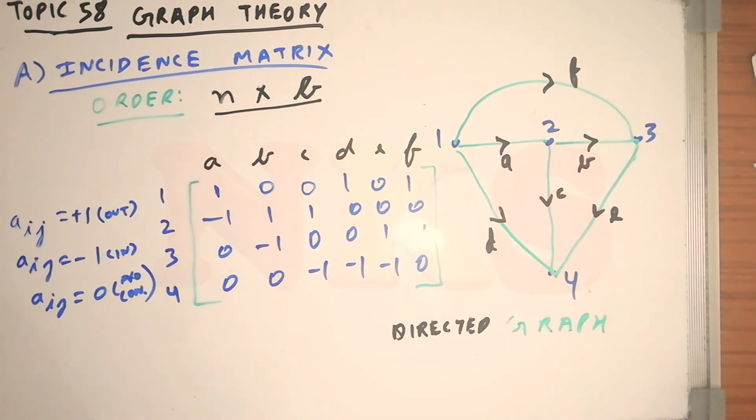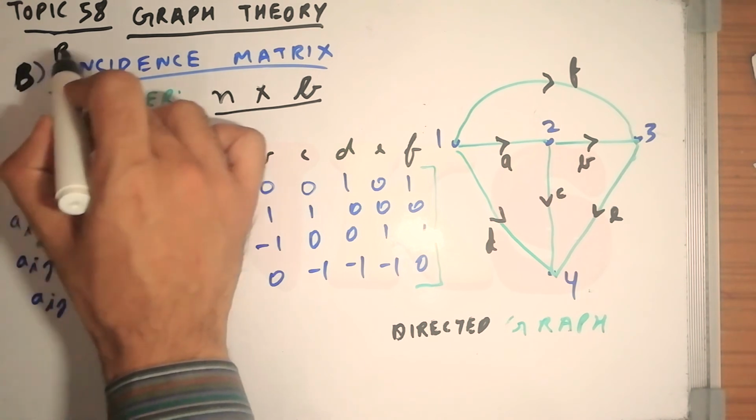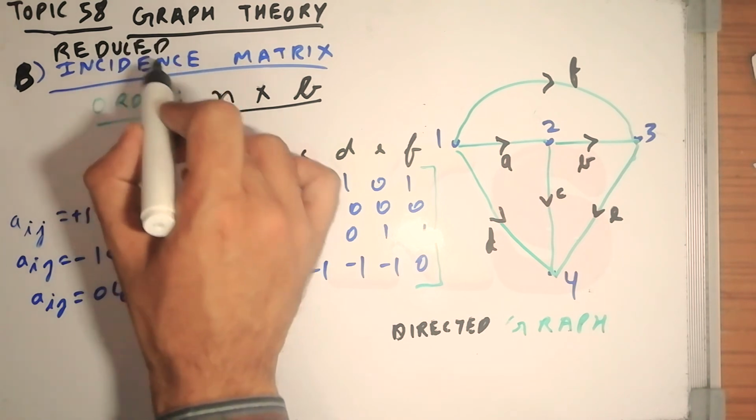Okay, so now this is our incidence matrix. Now we will see another important thing, that is our second topic. It is known as the reduced incidence matrix.